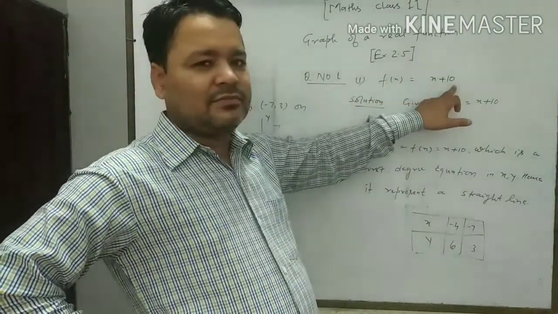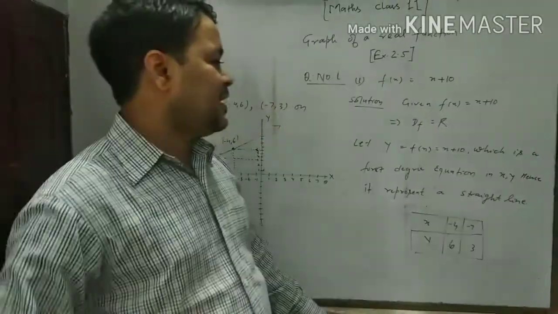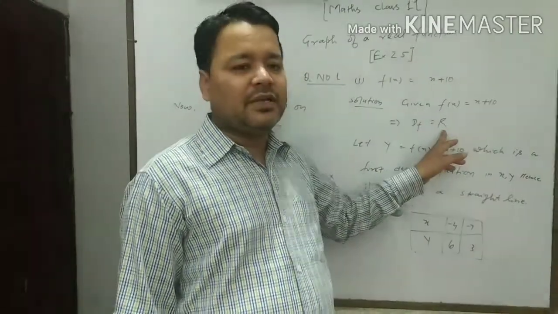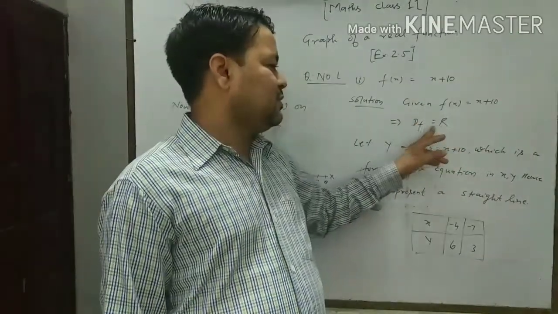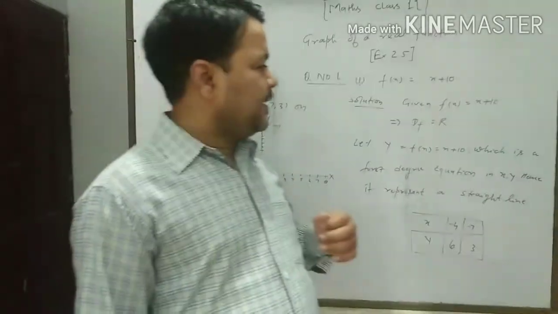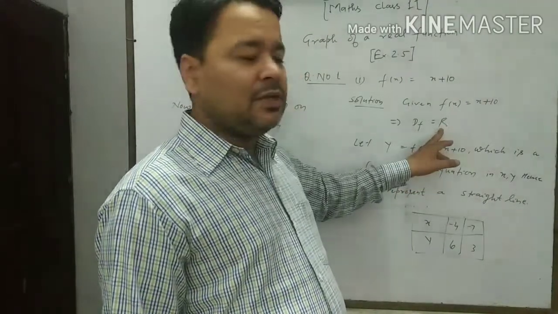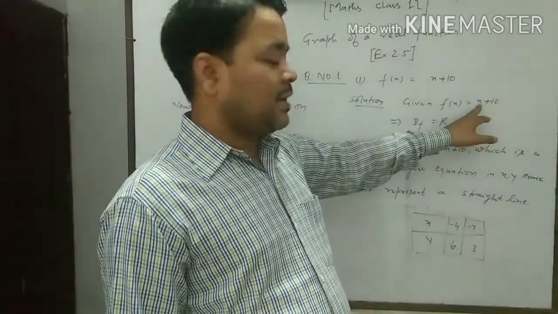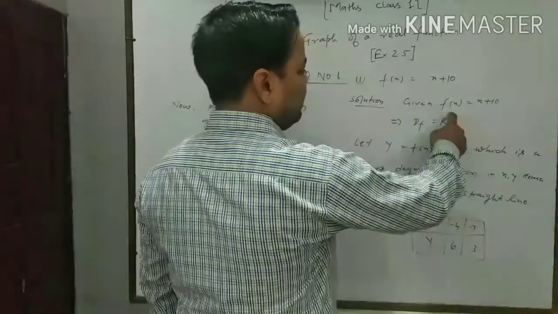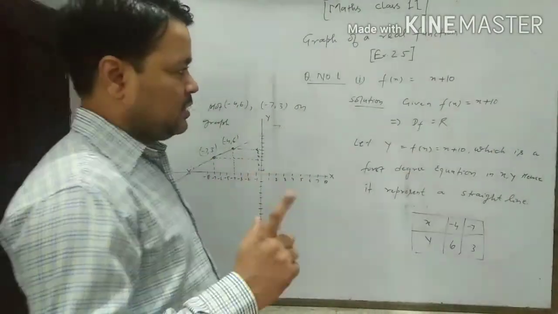Given f(x) = x + 10, and here I am writing: domain of the function is equal to real numbers. Domain of the function is the real numbers. It means we can take any real value for x. At the place of x we can take any value of a real number. That is the first condition.